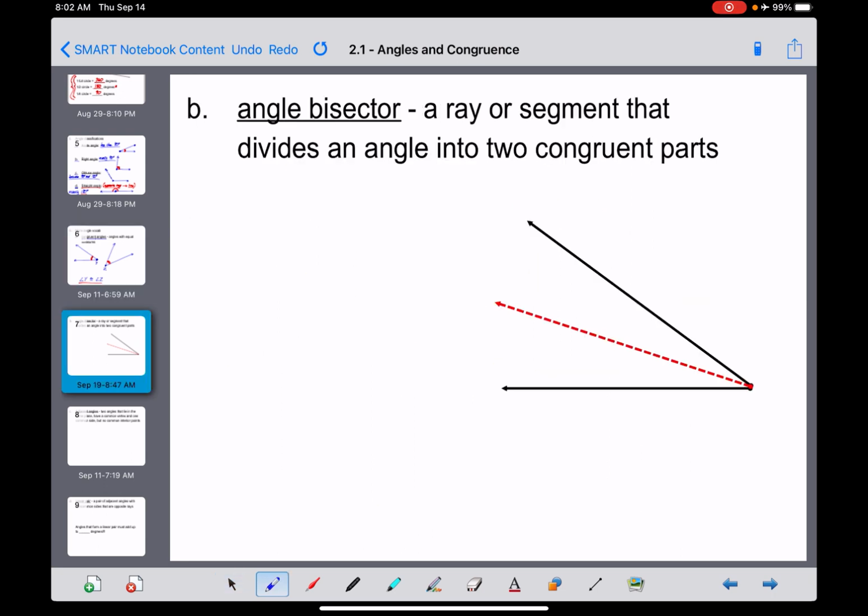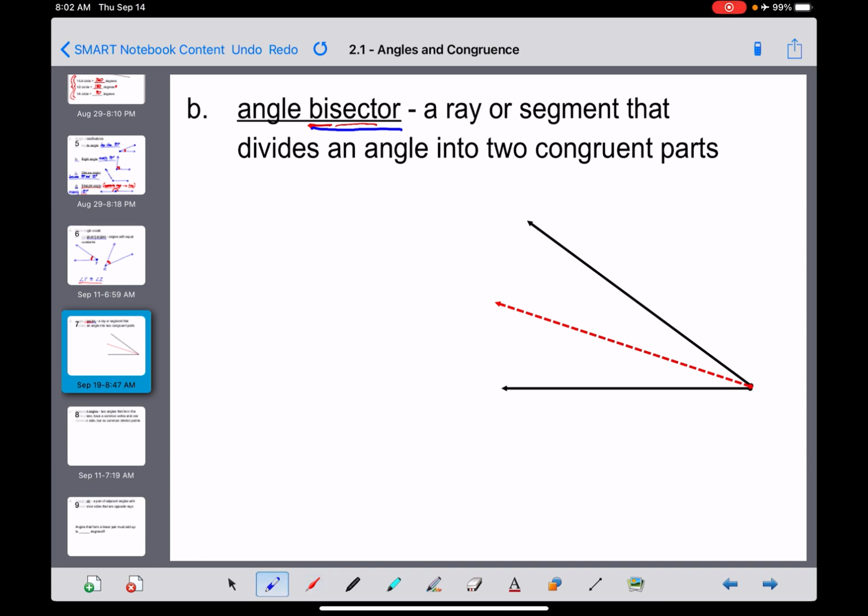How about an angle bisector? Now again, bisector is a word we learned in chapter 1. We learned it with a line segment. We talked about a midpoint bisecting a segment. Now we see it in the context of angles. The word bisect, let's break it down. The prefix bi means two, and sect means a part of something bigger. So to bisect something means to cut it into two equal or congruent parts.